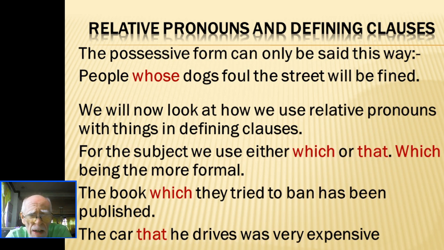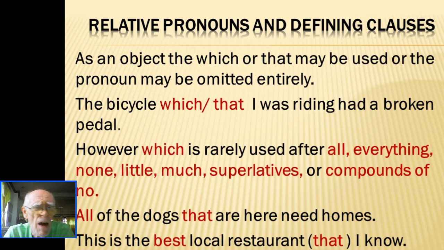We will now look at how we use relative pronouns with things as opposed to persons in defining clauses. For the subject, we use either which or that, which being the more formal. The book which they tried to ban has been published. The car that he drives was very expensive. As an object, which or that may be used, or the pronoun may be omitted entirely. The bicycle which or that I was riding had a broken pedal.